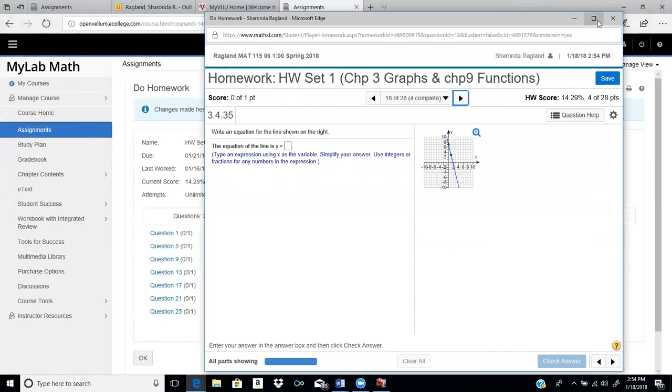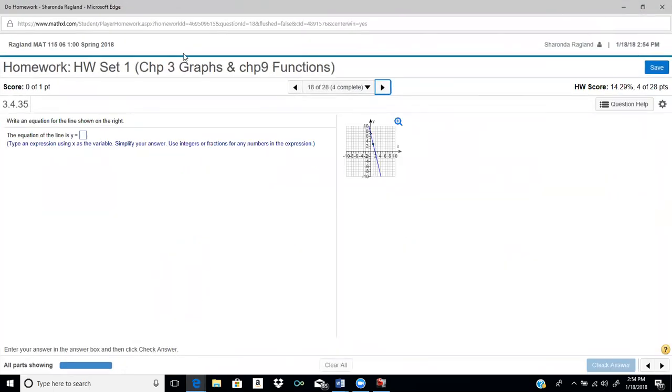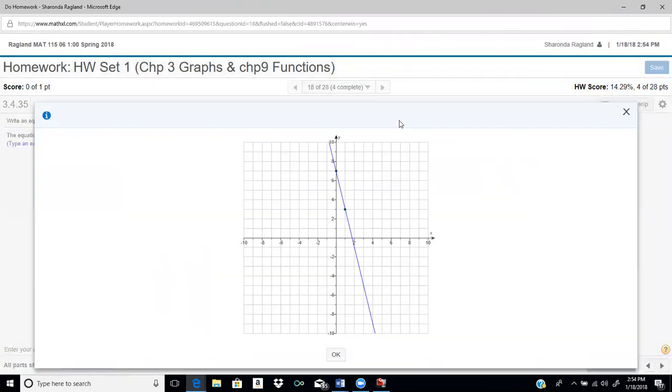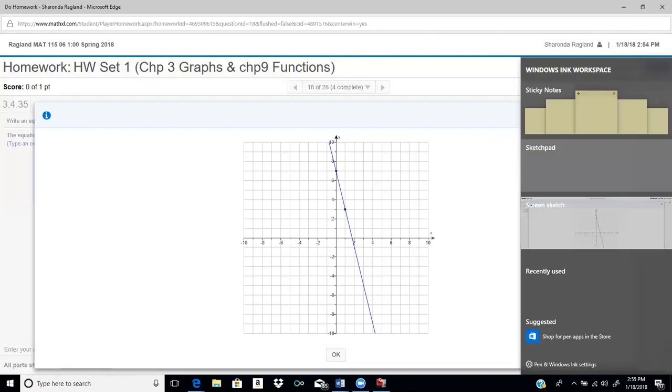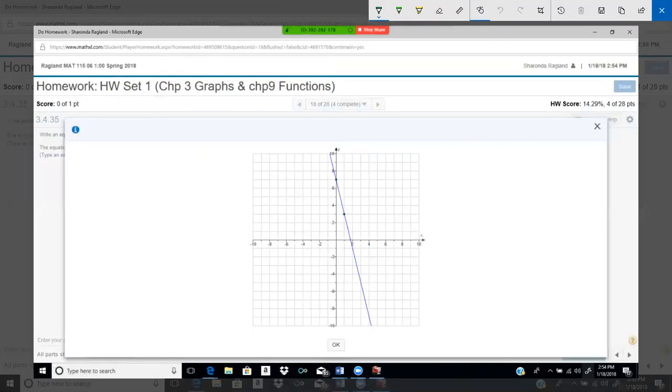Okay, so this is an example very similar to yours. It says for us to write an equation from the line shown on the right. So we look at this line. Now, with my eyes, I can barely see the points on the line, so we can use the magnifying glass. All right, so what I'm going to do is put this on my sketchboard. I'm going to do a screenshot. Okay, so now I can write on it.